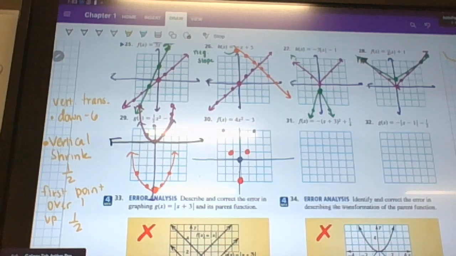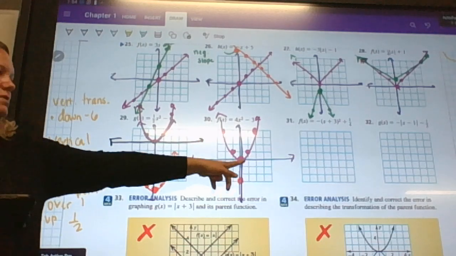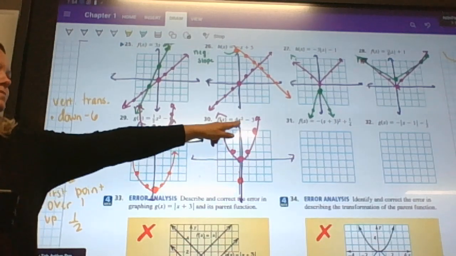30, last one. Get the parent function in there. So the quadratic, it starts at 0, 0, over 1, up 1, over 2, up 4, and it's symmetrical. So there's the one I want you guys to have memorized. Your life's going to be easier if you memorize this one. That's 0, 0, 1, 1, 2, 4.